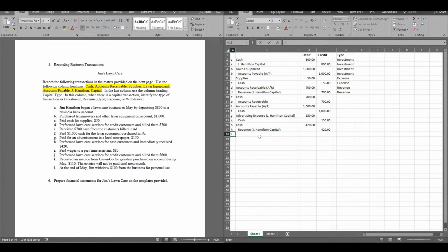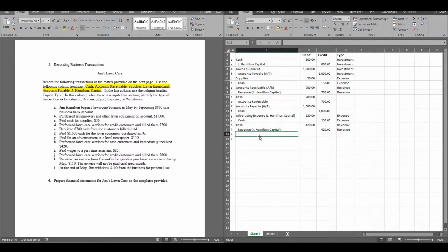So then in I, we paid wages to a part-time assistant for $85. So for I, I'm sorry, and this is revenue. And this expense up here was an expense. Can't forget to do that. Here we go. So now let's go back to I. So we paid wages to a part-time assistant for $85.